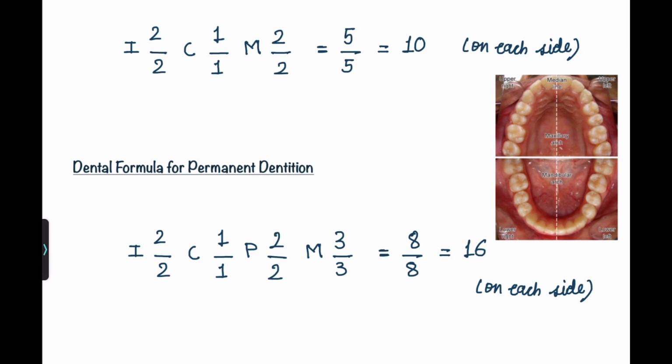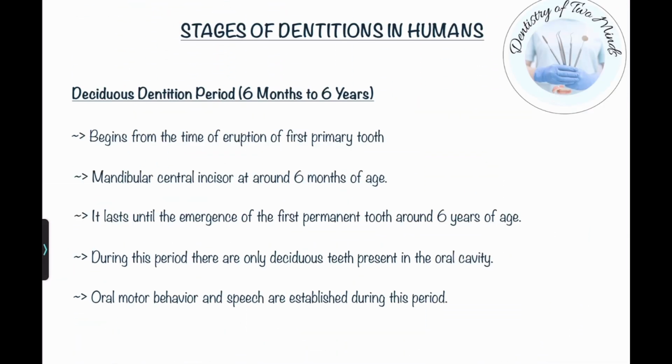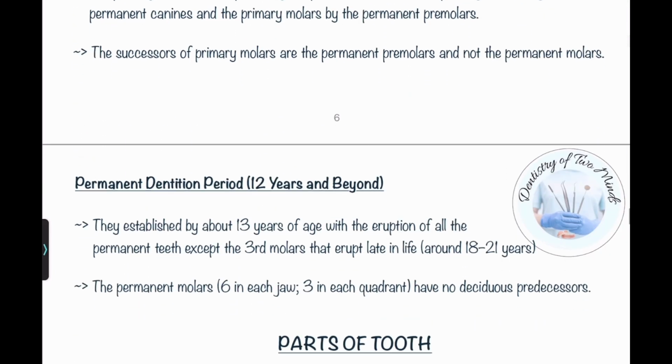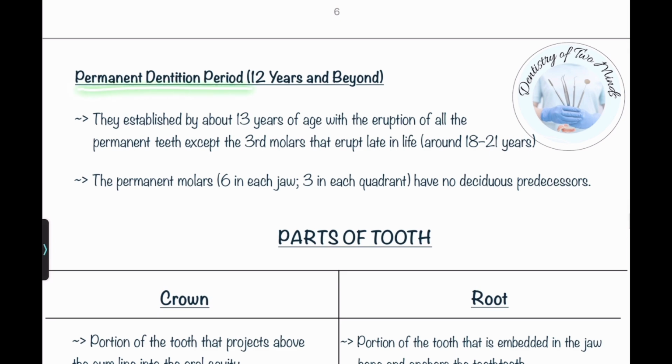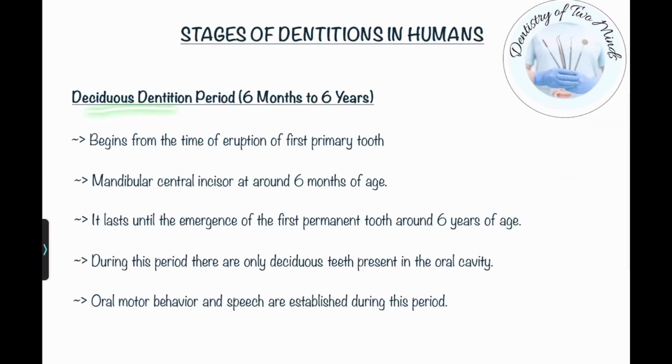Coming towards the stages of dentition in humans, traditionally 3 stages or periods of dentition are recognized in humans. They are the deciduous dentition period, mixed period and the permanent dentition period. Talking about the deciduous dentition period, the deciduous dentition stage begins from the time of the eruption of the first primary tooth, usually the mandibular central incisor, at around 6 months of age. It lasts until the emergence of the first permanent tooth around 6 years of age.